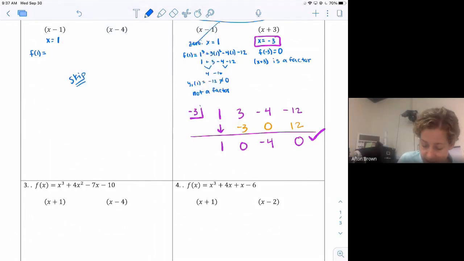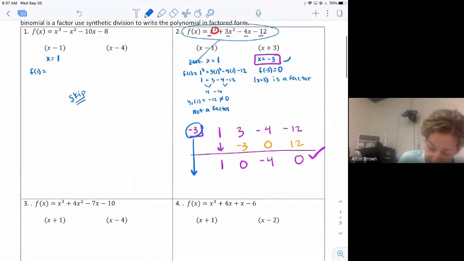So at this point, this 0 came from a factor, but we already know that factor: that -3 came from x plus 3. So my first factor is x plus 3.